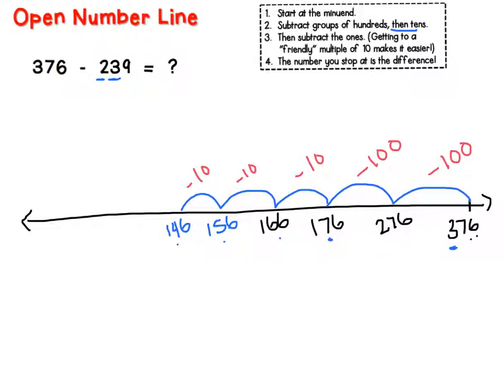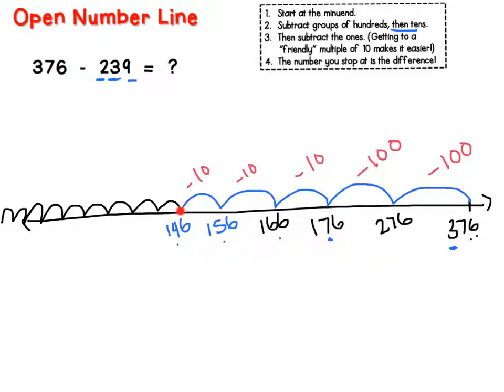Okay, my last stop is my ones. I have to take away 9 ones. You ready for that? Here we go. 1, 2, 3, 4, 5, 6, 7, 8, 9. Geez, my number line is always a tad too short, but that's okay. Now I'm going to count these in my head. I'm not going to write every single one out.